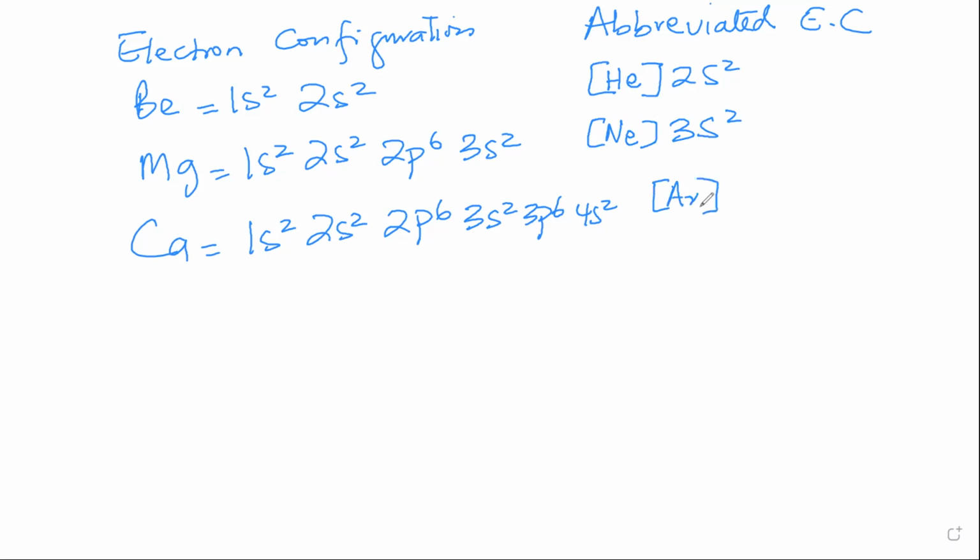Argon. Okay? Argon is 1s2, 2s2, 2p6, 3s2, 3p6. So that's the abbreviated electron configuration for argon. Okay? Now, before we continue, I hope you're looking at your periodic table.